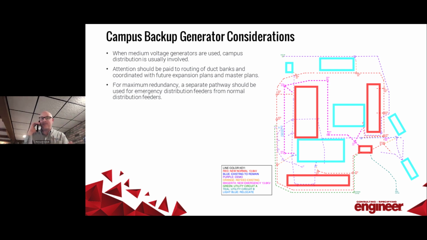We want to plan for future expansions. In this case, the red were new buildings on an existing campus that were cutting through the middle of all of the existing duct banks. So our new system has to plan for separate routing of both normal and emergency.